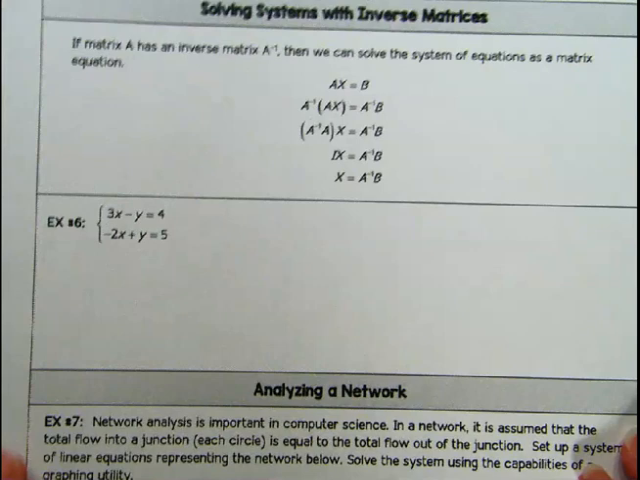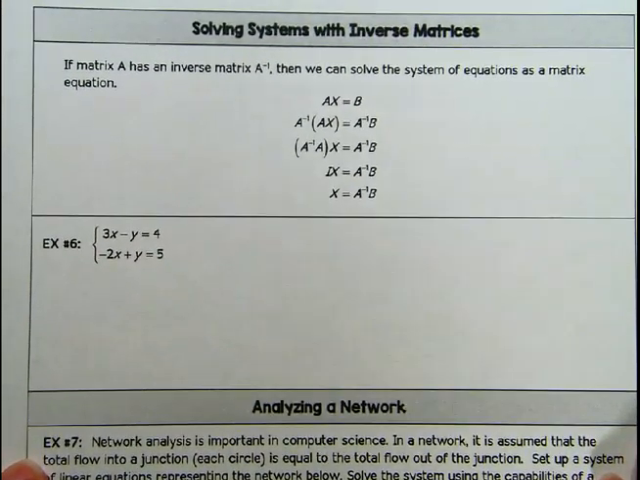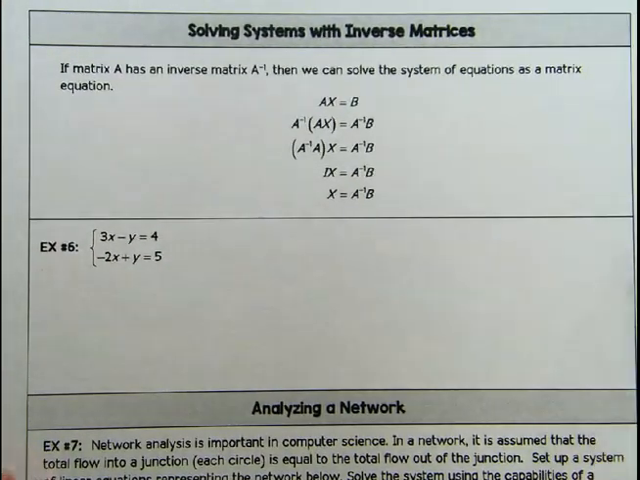Okay, last little bit is solving systems with inverse matrices. If matrix A has an inverse matrix, then you can solve a system like that, which they show you there. Basically, you just multiply by the inverse matrix on both sides. It's kind of like multiplying by the inverse on both sides to solve an equation in basic algebra. It just has to do with the matrices. So example 6, that's what this one is.